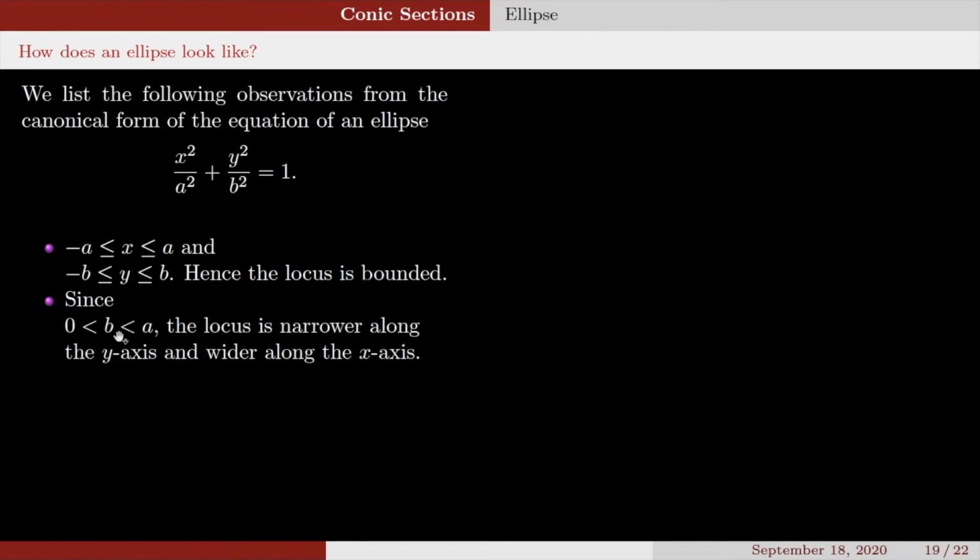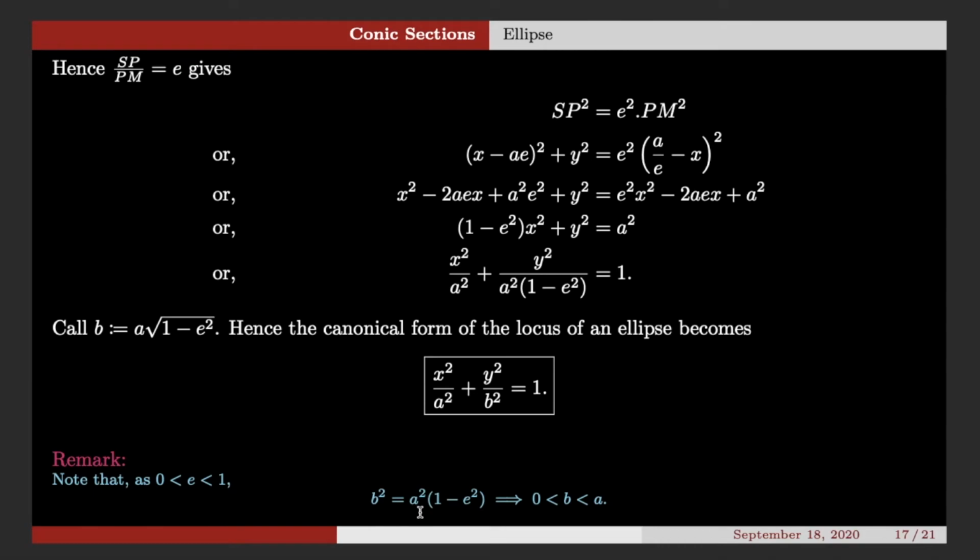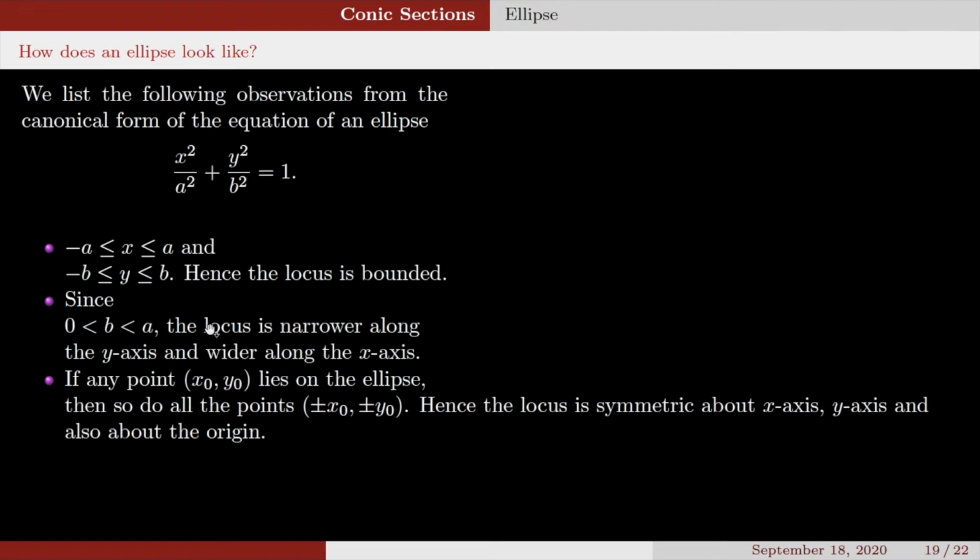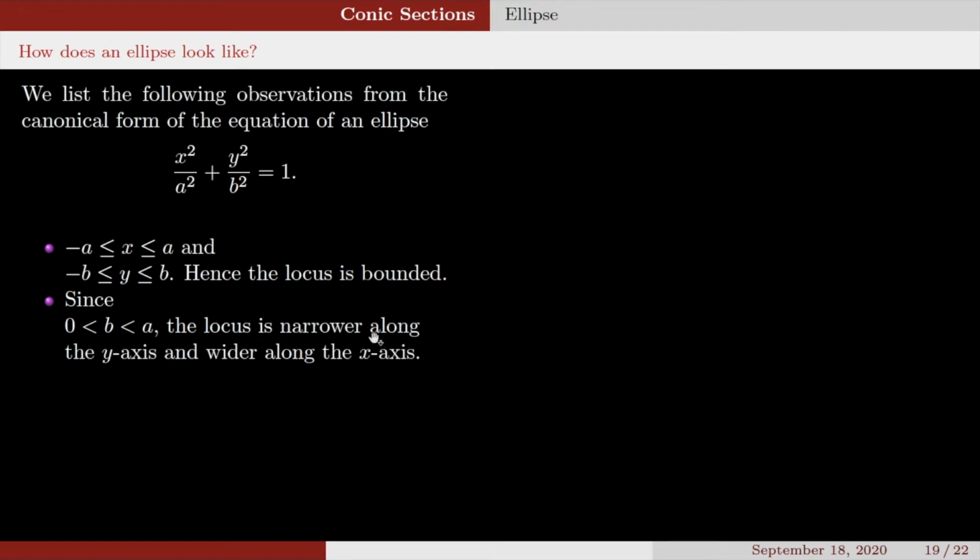Since 0 is less than b less than a, then e square is equal to 1 minus b square by a square. Now since e is smaller than 1, 1 minus e square is smaller than 1, so b is smaller than a. Since b is smaller than a, the locus is narrower along the y-axis and wider along the x-axis, because along the y-axis your range is minus b to b, and along the x-axis your range is minus a to a. So this range is bigger than this range.